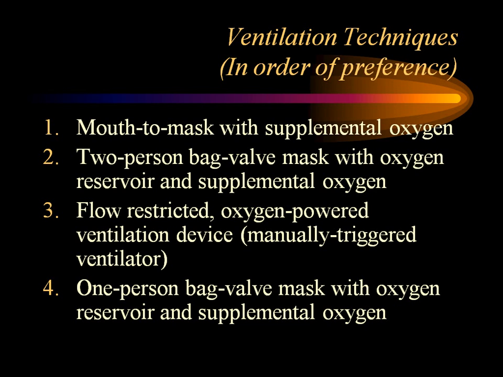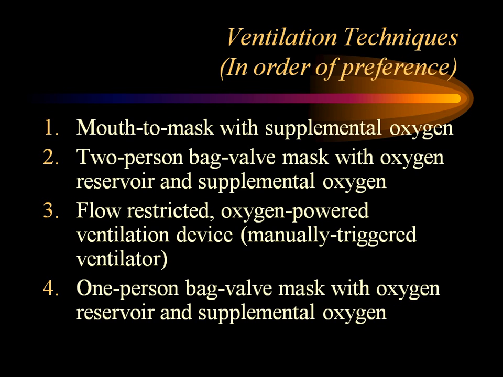The second way is two-person BVM mask with oxygen reservoir and supplemental oxygen. So with two people doing a BVM, I can get a better seal. Because when I'm holding that mask against someone's face, I can get a really good seal that way. Okay, and then the other person that's bagging can get a lot of air exchange. Okay, because I can exchange more air doing it like this than I can with one hand, right?